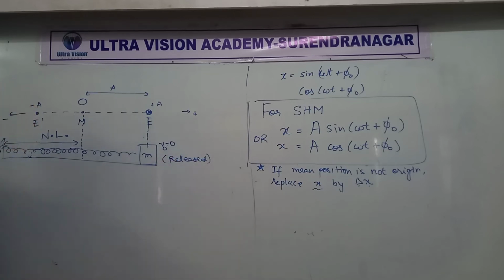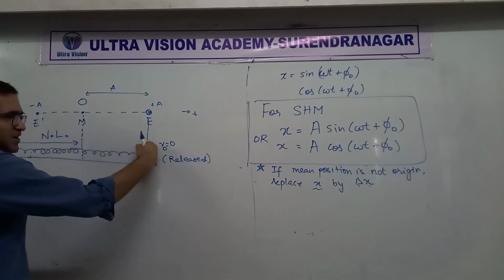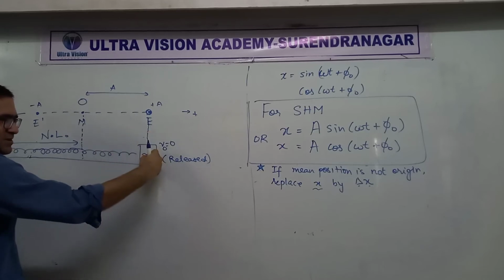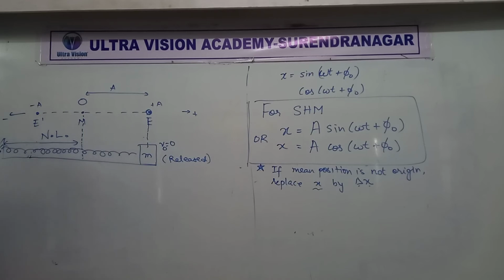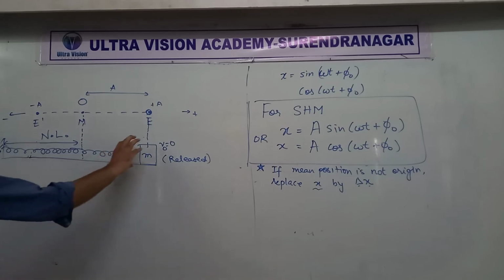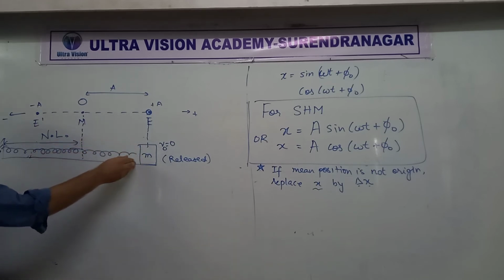Clear or not clear so far what I have described? Again, this is the line where there is natural length, and if we pull the spring, extend it, bring it here, and then release the block, what will happen to the block? In which direction will the block start moving? Left side. Very good. So it will start to move towards the left side, right?